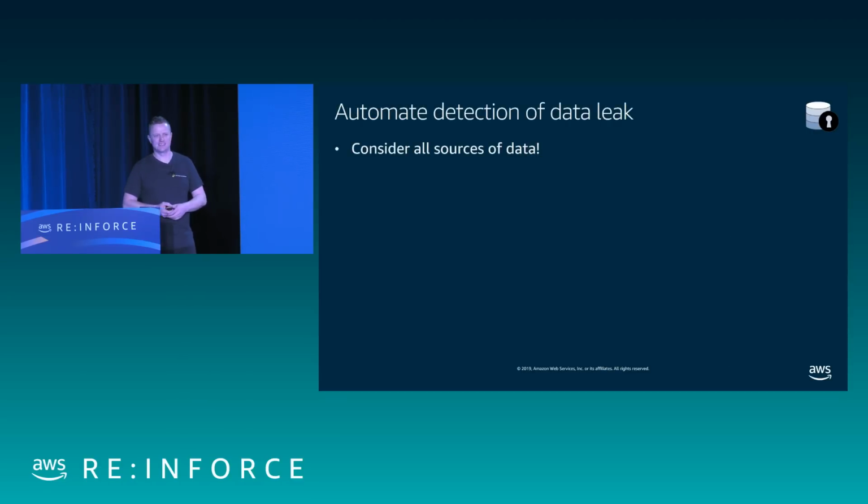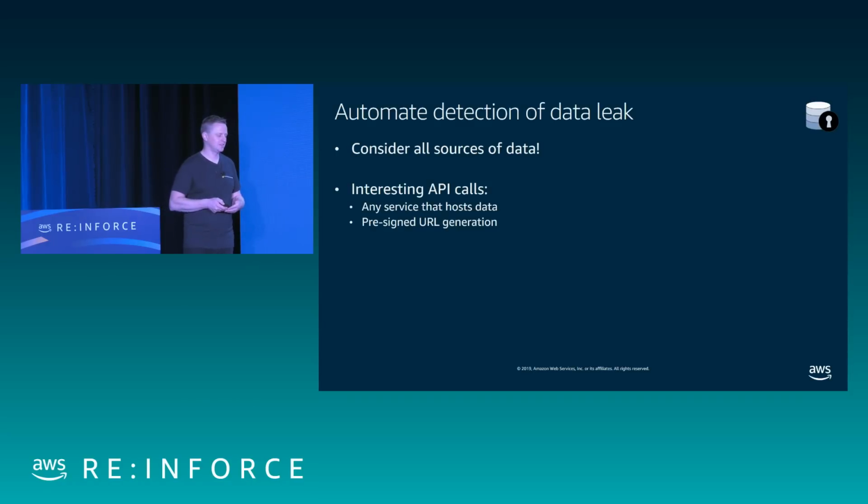Automating detection of data leaks. First you need to know where your data is stored. What services are you using for logs? It's not just about S3 anymore. There are many different AWS services, and you might be using a software as a service partner as well. Where is your data stored, what is being stored, and how are you categorizing it?